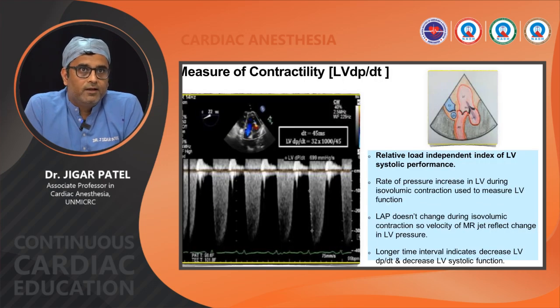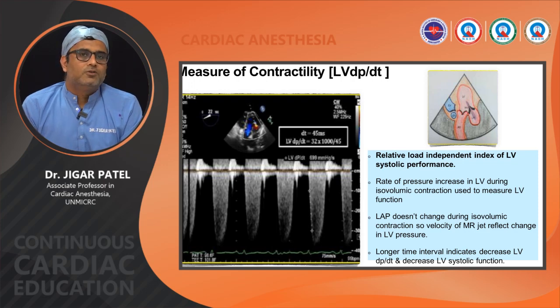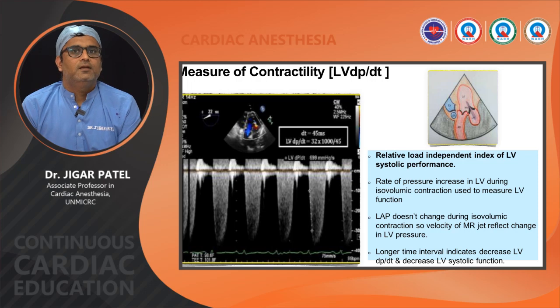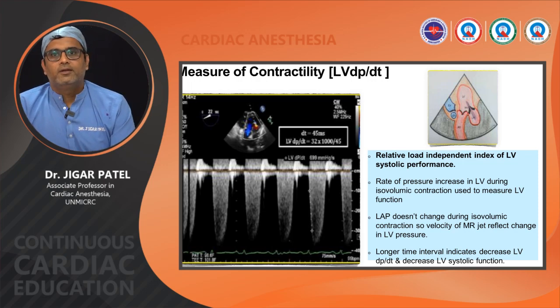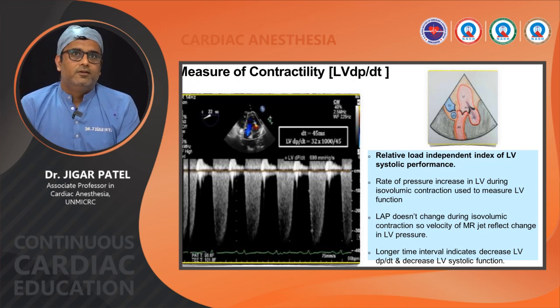Now measurement of contractility is also possible through Doppler data, and it is known as LV dP/dt. It is a relatively load independent index of LV systolic performance. Here the rate of pressure increase in the LV during isovolumic contraction is used to measure LV function. Because LA pressure does not change during isovolumic contraction, the velocity of the MR jet reflects change in LV pressure. Here a longer time interval indicates decreased LV dP/dt, and it indicates reduced systolic function.